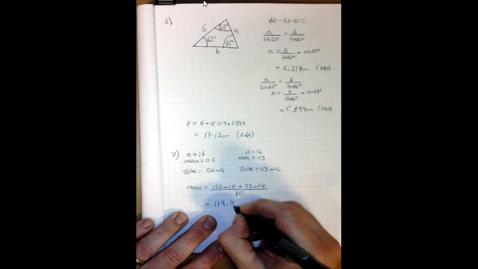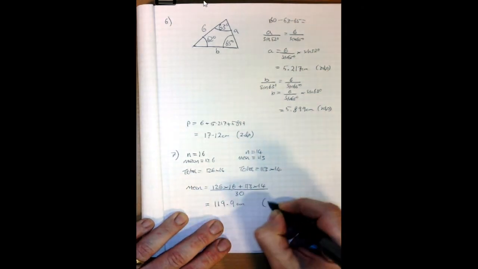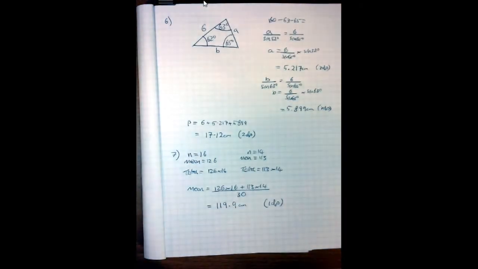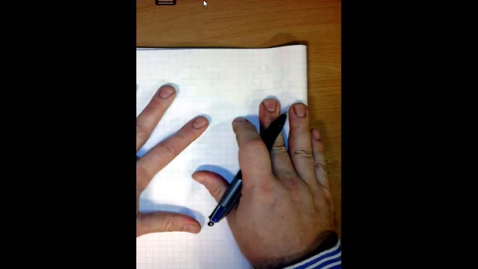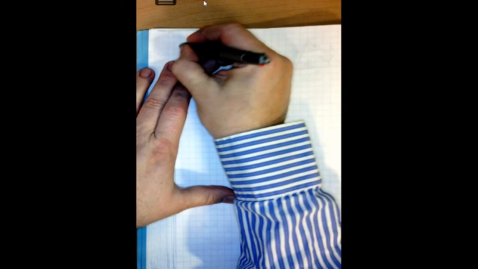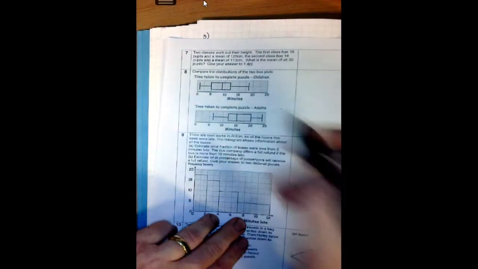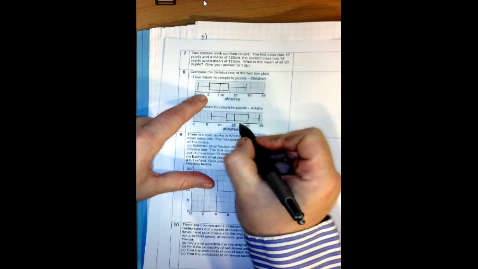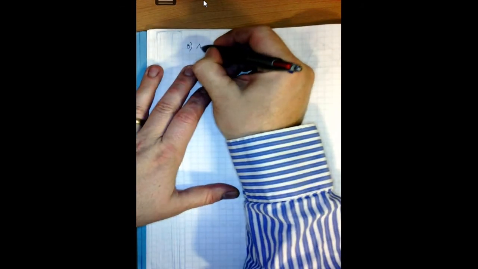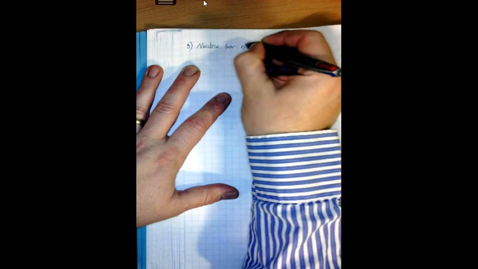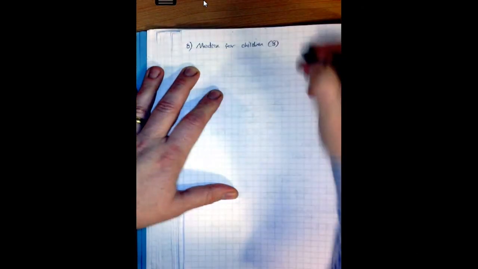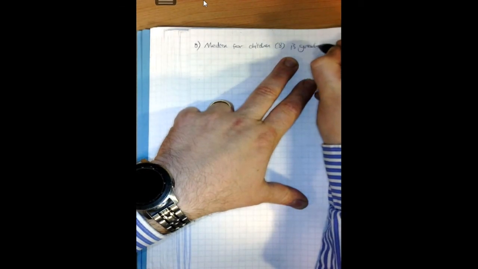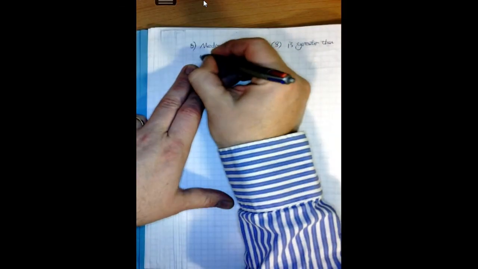Okay, comparing box plots. Remember, we compare the median and the interquartile range. So let's have a look. The median for the children, 8 minutes. The median for the adults, 15 minutes. So comparison number 1. The median for the children is greater than that for the adults, and you have to say what that means.